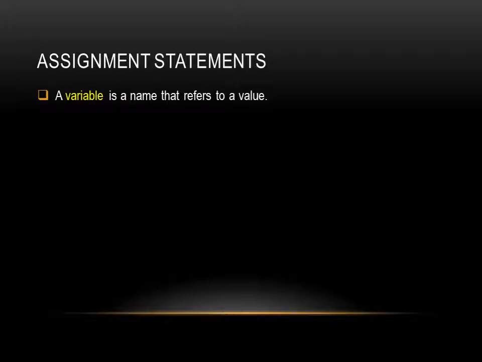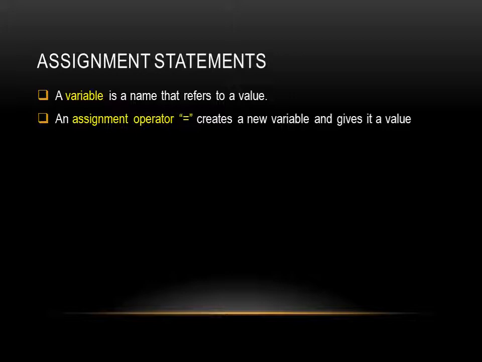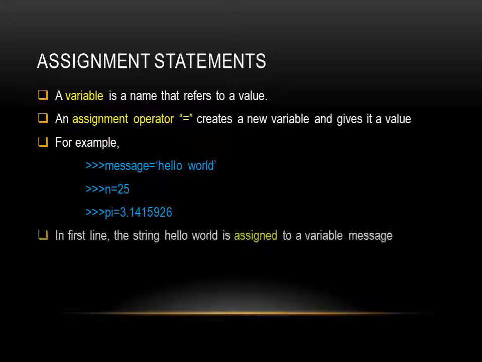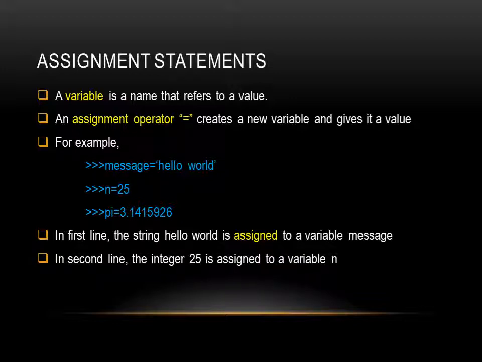A variable is a name that refers to a value. Assignment operator creates a new variable and gives it a value. For example, in the lines of code, in the first line, the string hello world is assigned to a variable message. In the second line, integer 25 is assigned to a variable n. In the third line, the float 3.14 is assigned to the variable pi.